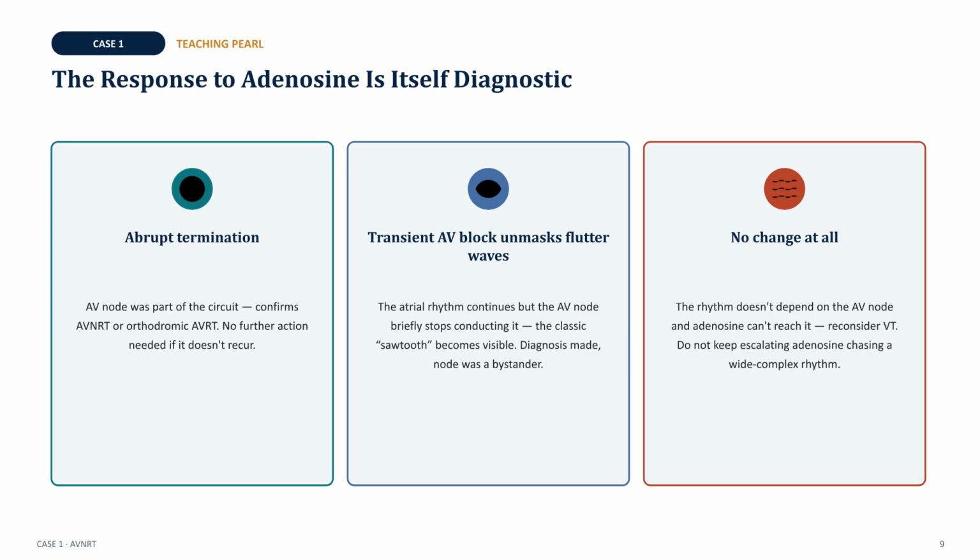Abrupt termination confirms an AV node-dependent circuit. If the rhythm remains but reveals flutter waves, the node was a bystander. If there is no change, reconsider ventricular tachycardia.